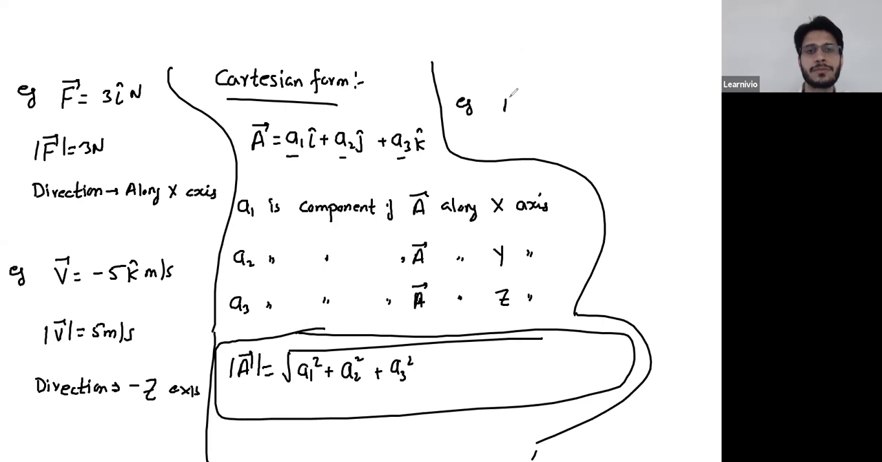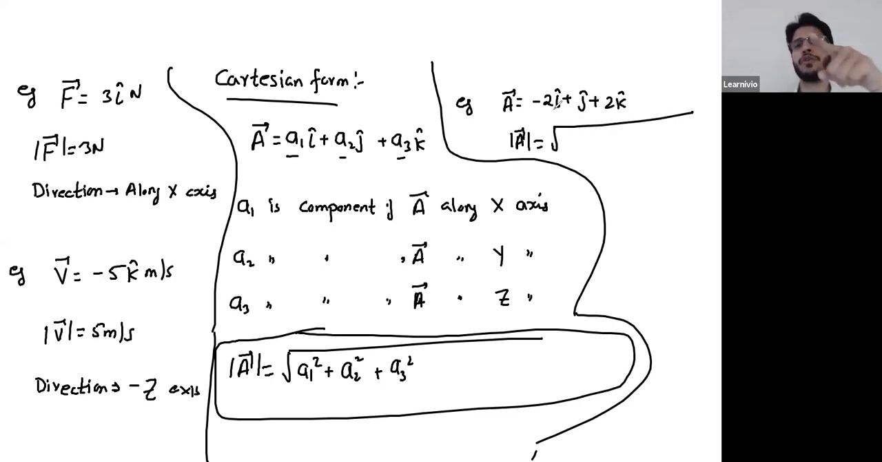Let's take one example. If I'm writing that vector A is minus 2I cap plus j cap plus 2k cap, and I ask you to calculate the magnitude of vector A, the magnitude is root over, the coefficient of I cap is minus 2, so I write this as minus 2 square. The coefficient of j cap is 1, so it's 1 square. The coefficient of k cap is 2, it's 2 square. So the magnitude of vector A is root over 4 plus 4, 8 plus 1, 9, so it's 3. So this is how we calculate the magnitude of vector which is given in Cartesian form.